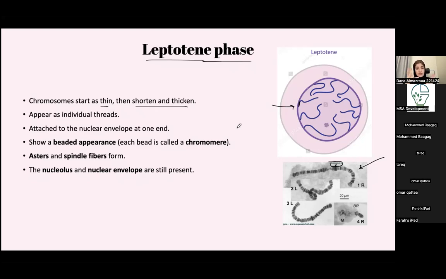So initially, it starts as being condensed, and the way I imagine it, while it's condensing, when you're shrinking something, you would start having lines. So this is what's causing the beaded appearance.